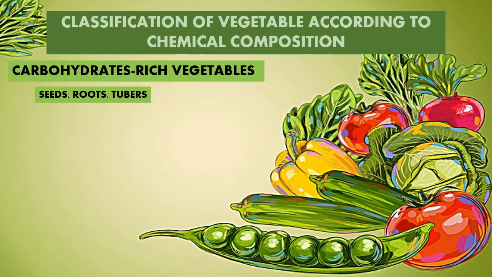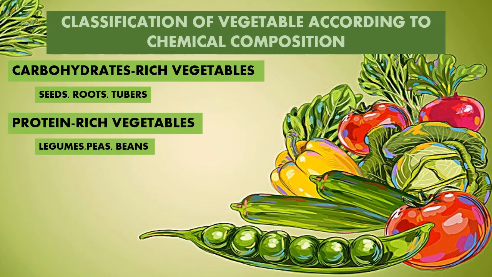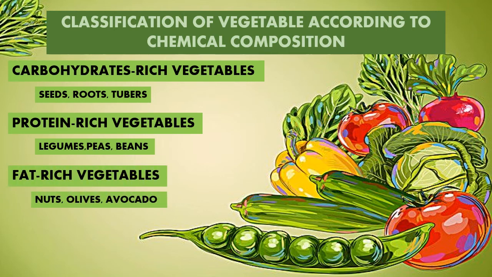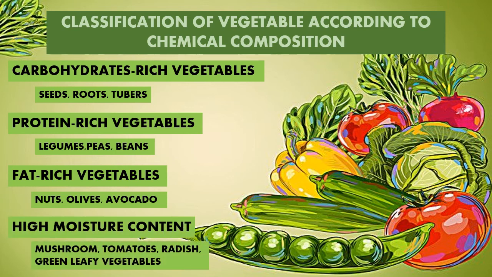First, we have the carbohydrates-rich vegetables, which are composed of seeds, roots, and tubers. Second is the protein-rich vegetables, which are composed of legumes, peas, and beans. Third is the fat-rich vegetables, which are composed of nuts, olives, and avocado. And lastly, the high moisture content, which are composed of mushroom, tomatoes, radish, and green leafy vegetables.